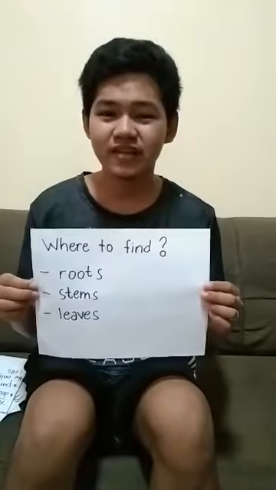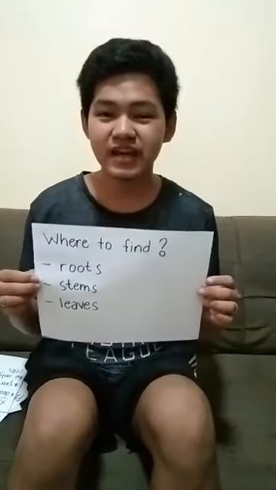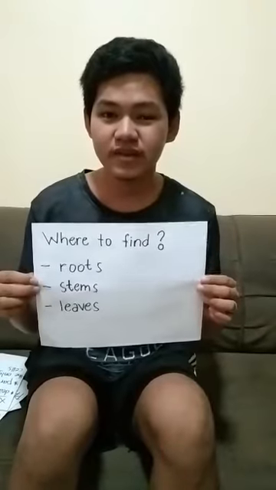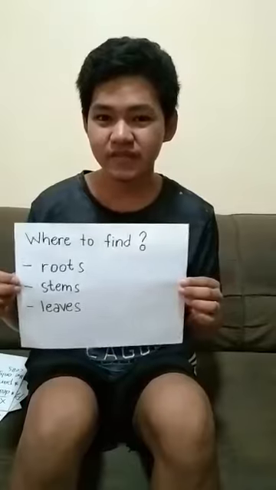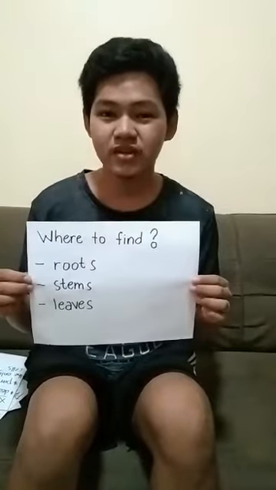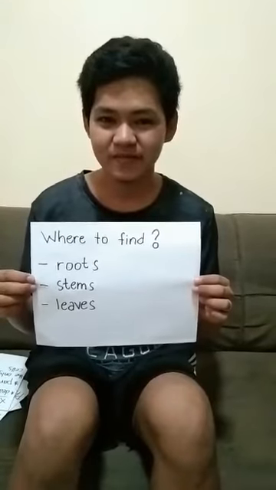Now, where can we find the complex permanent tissues? So we can find xylem and phloem along the stretch of the plant's body, and it extends from the roots to the stems and to the leaves. They form vascular bundles, whose arrangement differs in roots and stems.